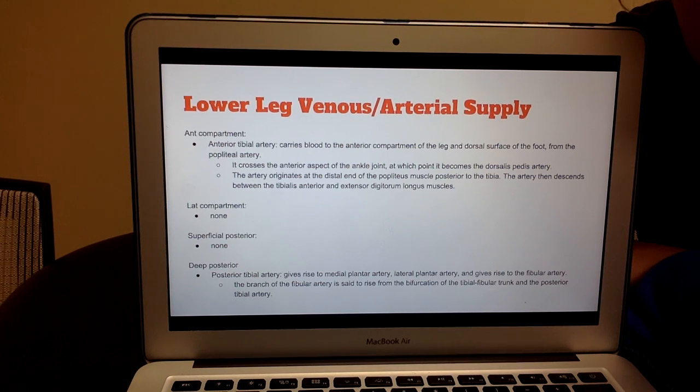In the deep posterior compartment, you do have the posterior tibial artery, and that gives rise to the medial plantar artery and the lateral plantar artery as well. And of course, at the end, gives rise to the fibular artery. And so we did find the fibular artery. I'm pretty sure we found the anterior tibial artery as well. Again, a lot of times it was hard to decipher between the veins and the arteries in some of the bodies, but we did find quite a few.